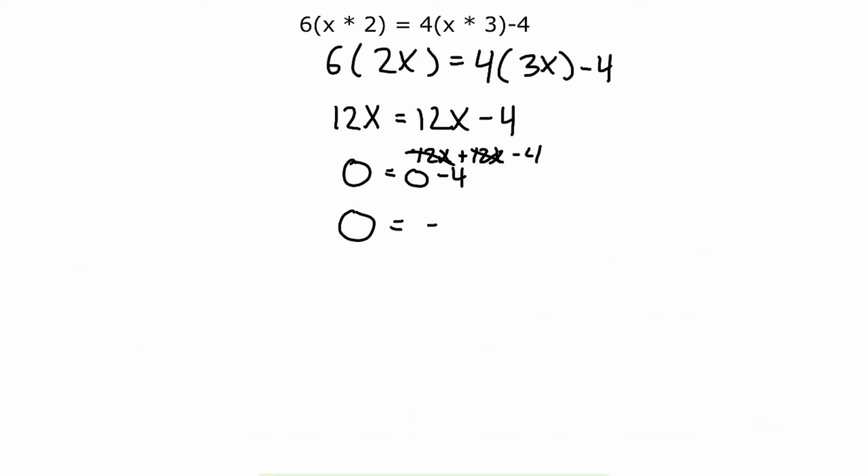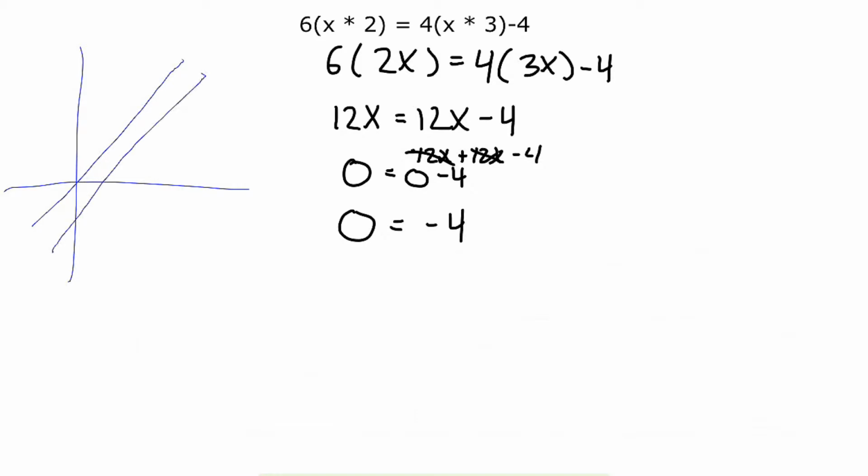What this means is that this is a parallel line. Both equations are parallel to each other. They have the same slope of 12. So if you were to make this look graphical, you're going to have one line at 12x, y-intercept of 0, and then one at negative 4 right there, and this one at 0. These two lines will never touch each other, meaning that you'll have no solution. It's false. You can't have 6 times 2x ever equal 4 times 3x minus 4. And that's because they're parallel lines.